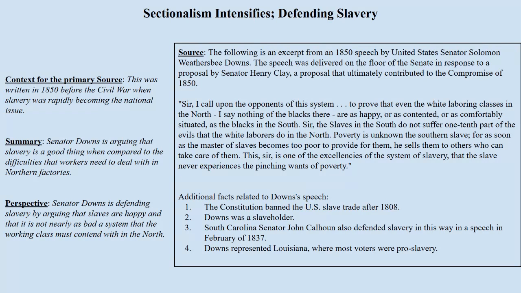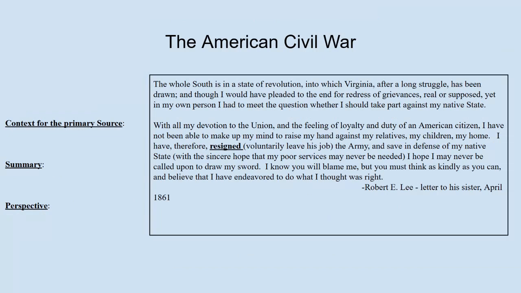He views slavery as positive. All right, let's take a look at this one. If we look at the source, it's Robert E. Lee, a letter to his sister, April 1861. So, what is the context for this primary source?